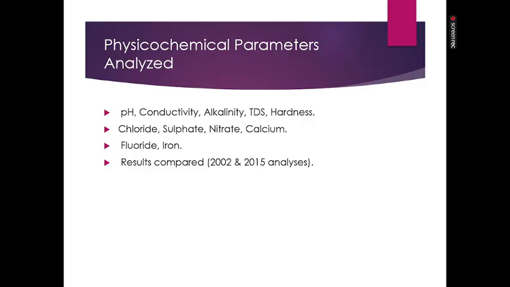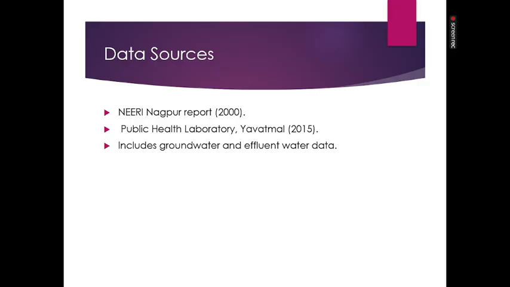Physicochemical parameters analyzed: pH, conductivity, alkalinity, TDS, hardness, chloride, sulfate, nitrate, calcium, fluoride, iron. Results were compared between 2002 and 2015 analysis. The data sources are the NEERI Nagpur Report 2000 and the Public Health Laboratory Yavatmal 2015, including groundwater and effluent water data.